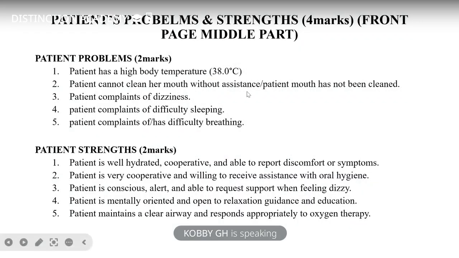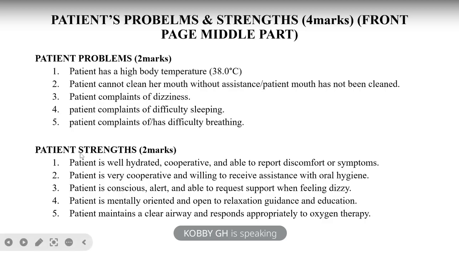Patient cannot clean her mouth. We've looked at this already. Patient cannot clean her mouth without assistance, or patient's mouth has not been cleaned. This is the strength: patient is very cooperative and willing to receive assistance with oral hygiene. Now, the patient complains of dizziness. Patient is conscious, alert, and able to request support when feeling dizzy.